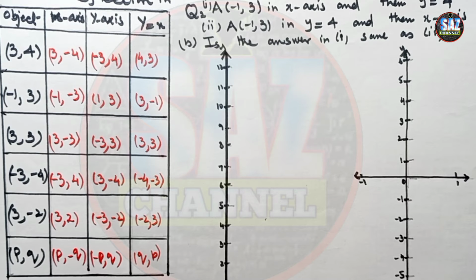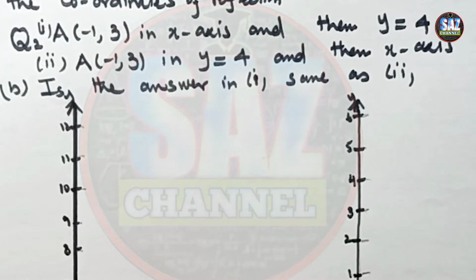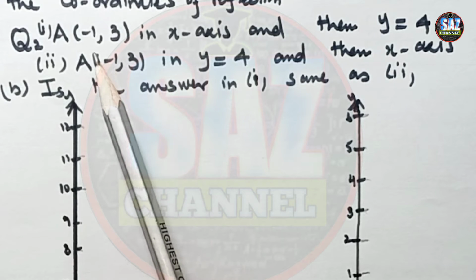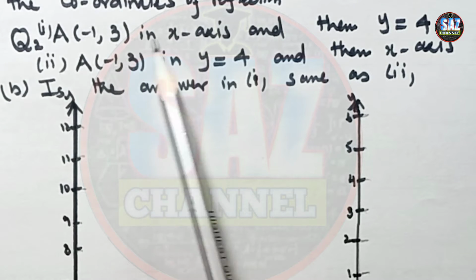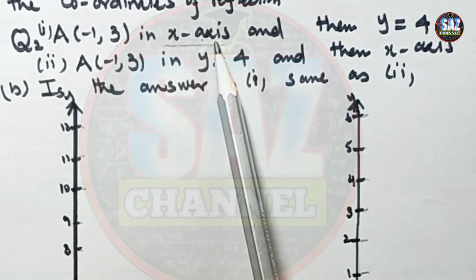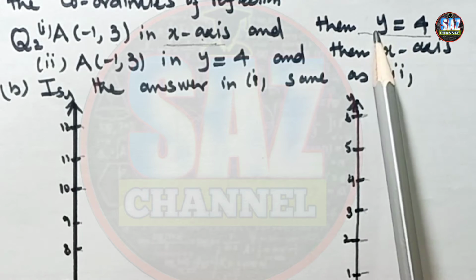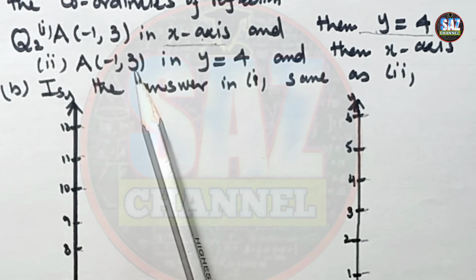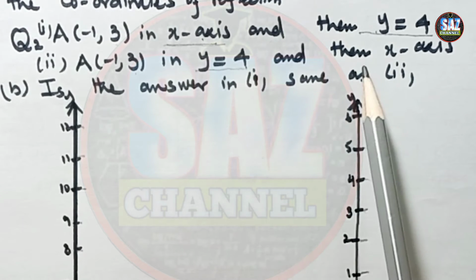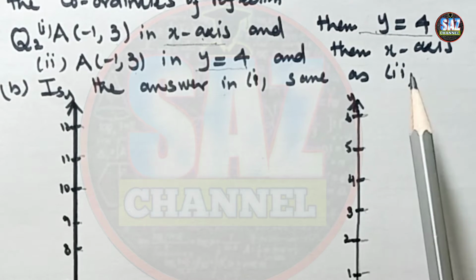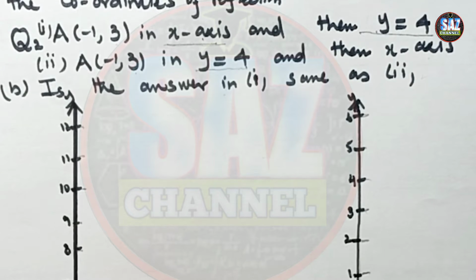Let's move to the next question, and let me read the question from the book first. The question says: state the coordinates of the final image when the point A(-1, 3) is reflected first in the x-axis and then in y equals 4, and the second part is that the same point A(-1, 3) is reflected first in y equals 4 and then the x-axis. Is the answer in the first and second part the same? So there are two parts of the question.